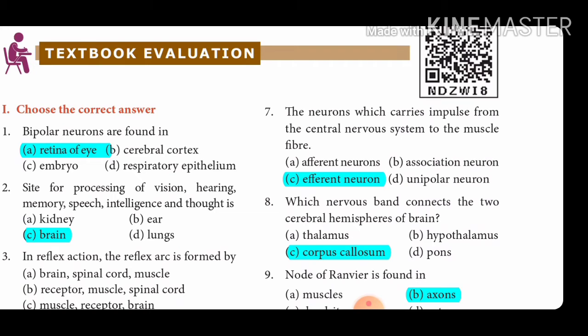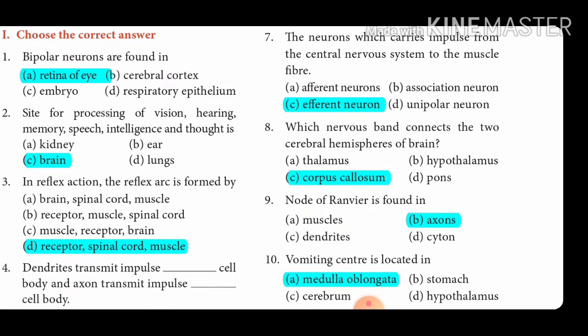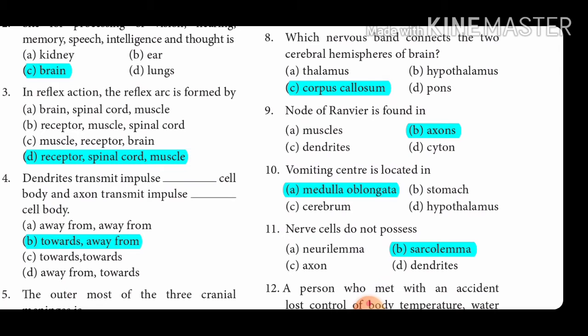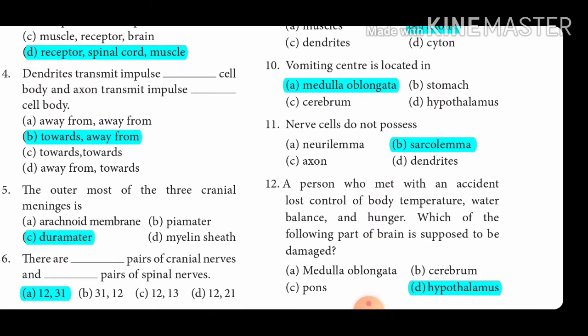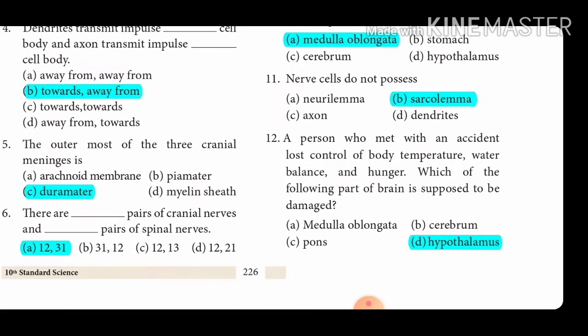Seventh one, the neurons which carry impulse from the central nervous system to the muscle fiber, that is efferent neuron. Eighth one, which nervous band connects the two cerebral hemispheres of the brain? C, corpus callosum. Ninth one, node of Ranvier is found in axons. Tenth one, vomiting center is located in medulla oblongata. That is medulla oblongata. 11th one, nerve cells do not possess sarcolemma.